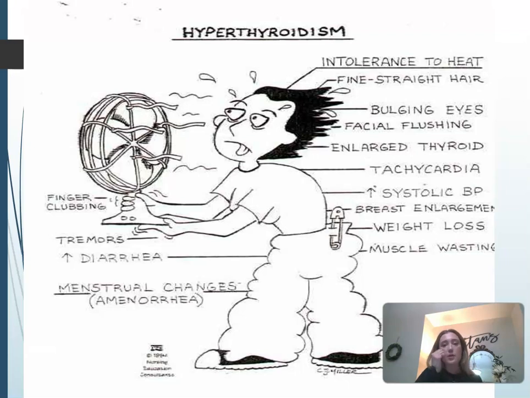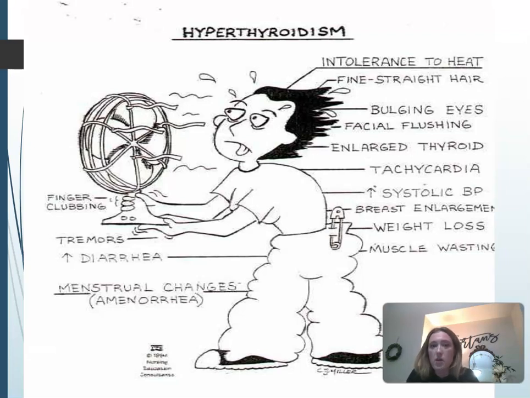Okay, hyperthyroidism. This is when your thyroid is working in overdrive. Your thyroid deals a lot with the metabolism of the body. So if your thyroid is working overtime and you have that increased thyroid hormone, you're going to have signs and symptoms that are typically associated with increased metabolism. It speeds everything up.